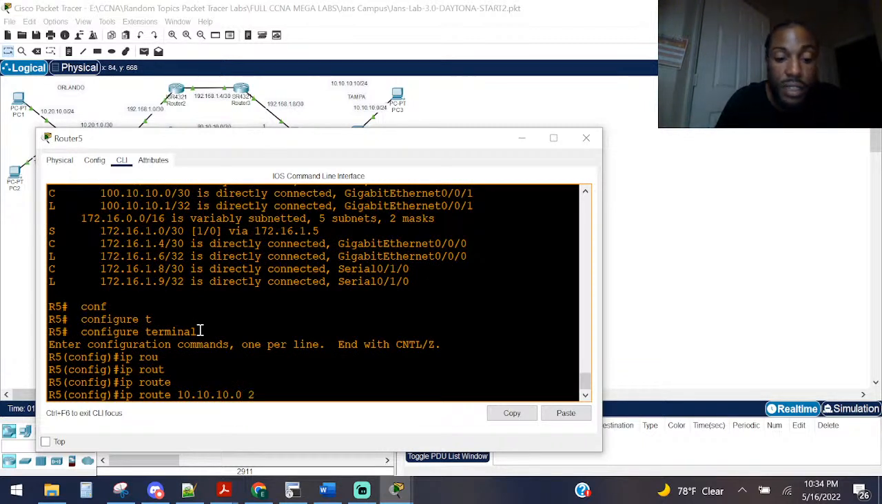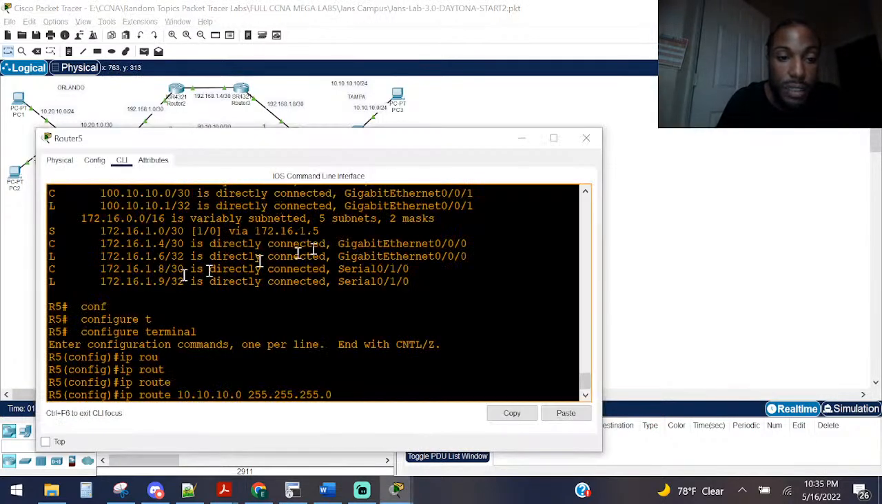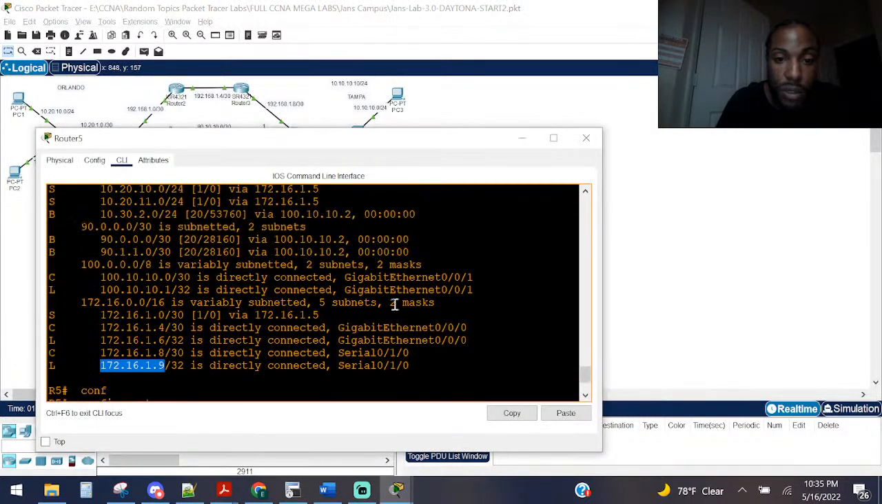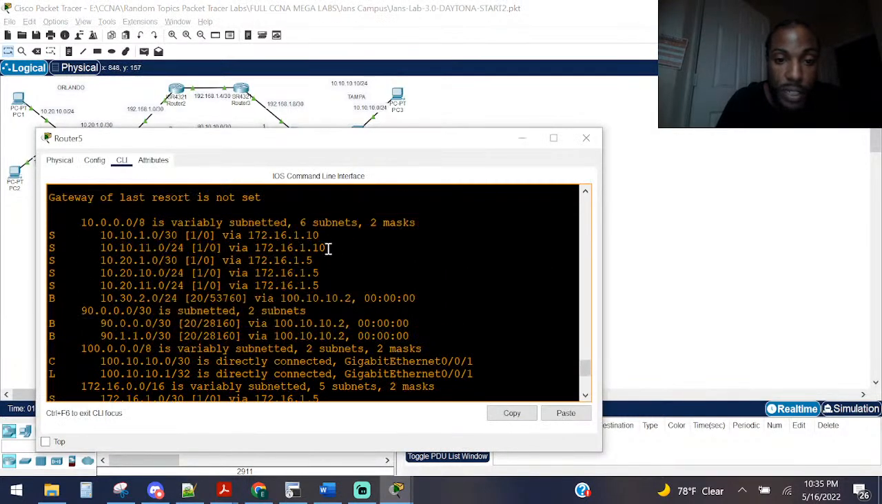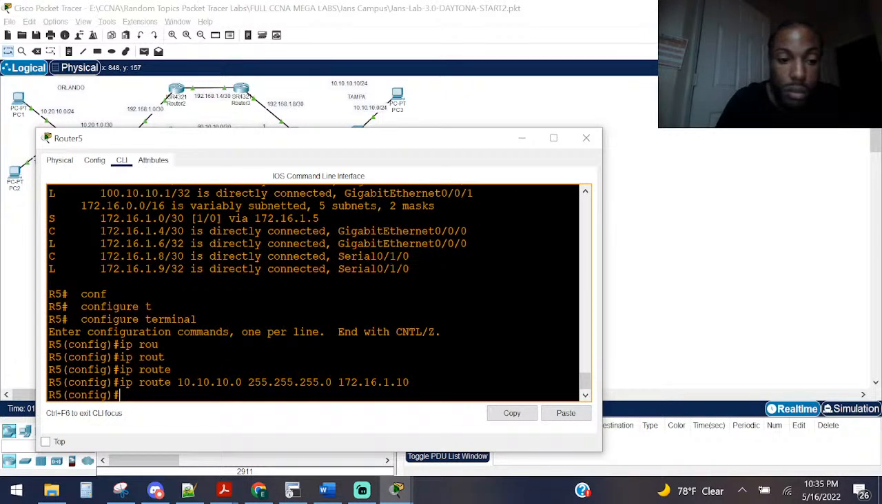So IP route to get to the 10.10.10.0 network, take /24, the next hop is pretty much going to be 172.16.1.9. This one right over here is directly connected. It's local. No, 1.9 is me. 1.10 is the next hop. So 1.10 is right over here. That is the next hop to get to that network. Paste that bad boy. Boom, boom.